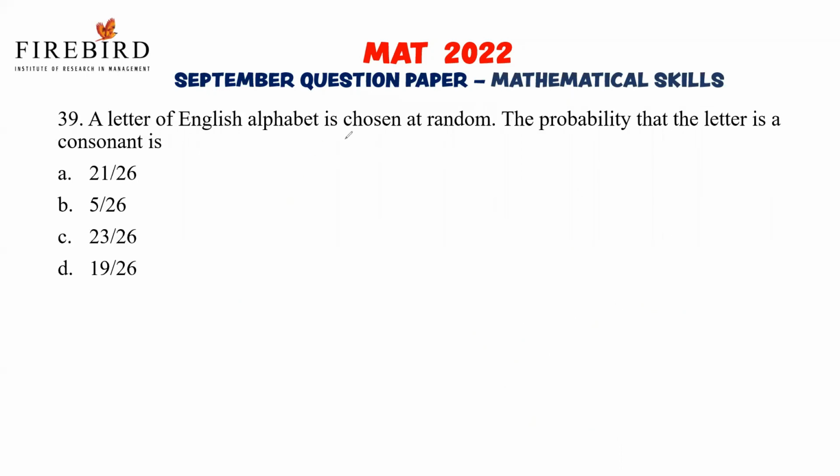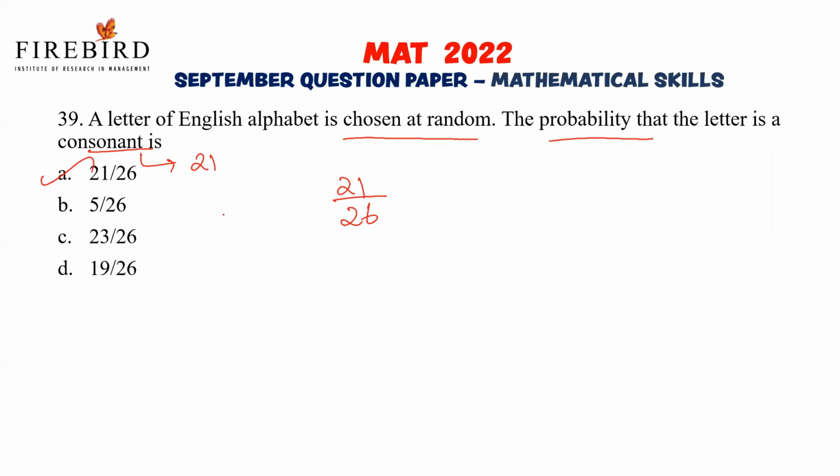See, a letter of the English alphabet is chosen at random. The probability that the letter is a consonant is. See, how many letters are there in the English alphabet? 26. In that, 5 are vowels and 21 letters are consonants. So 21 by 26 is my answer. Okay, it is very simple.